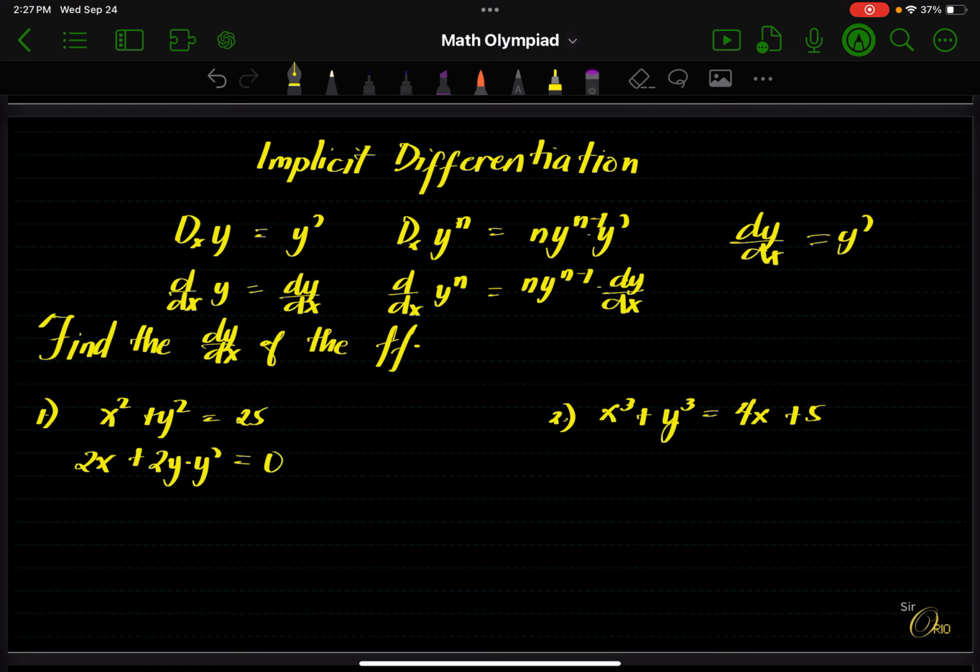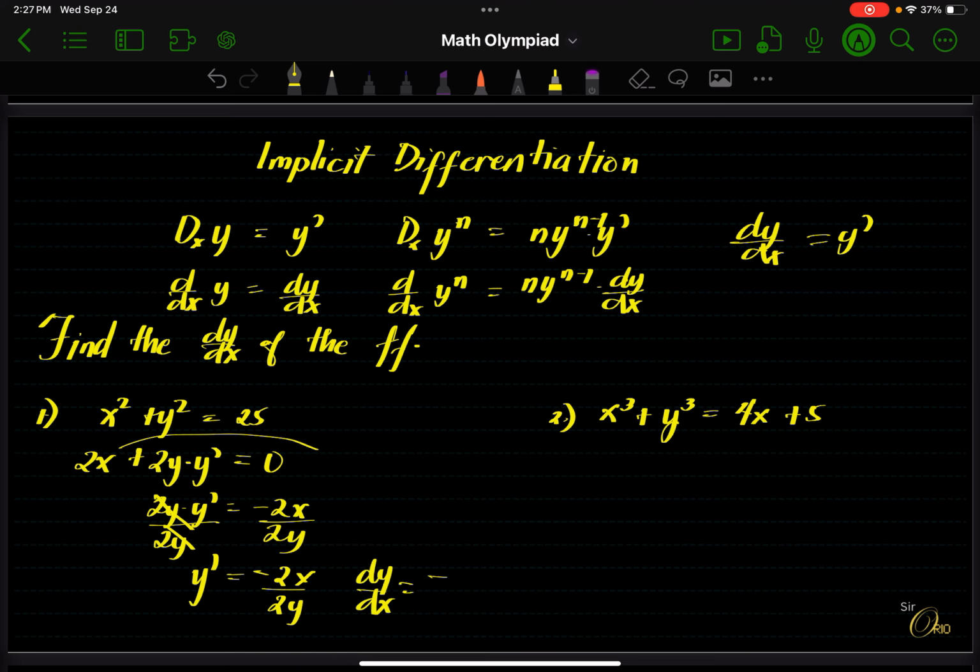Then solve for y prime. So transpose 2x. So we have 2y times y prime is equal to negative 2x. Divide both sides by 2y. Cancel 2y here, and y prime is equal to negative 2x over 2y, or this is the same as dy over dx equals, cancel 2, negative x over y, and this is the answer.